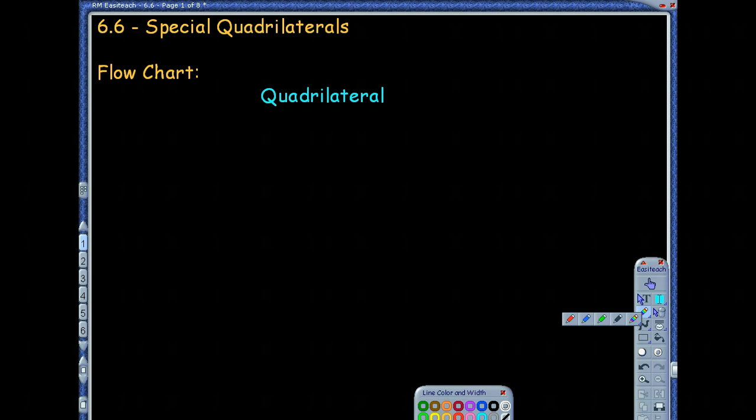Now, this first slide, notice it says we're doing a flow chart. You've seen a flow chart in other classes. Sometimes you hear it as a concept map. When you make a flow chart, you start with the more broad concept, and the broad concept is quadrilaterals. Now we're going to branch off of that all the different specific quadrilaterals we've learned. Like we've talked about parallelograms. That would be a branch off of that because it's a type of quadrilateral.